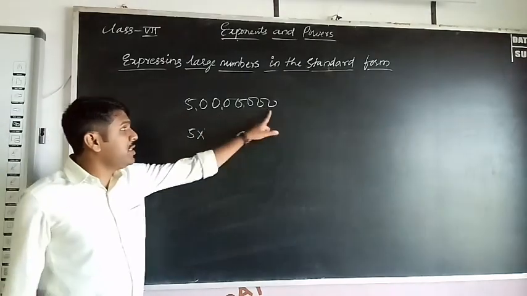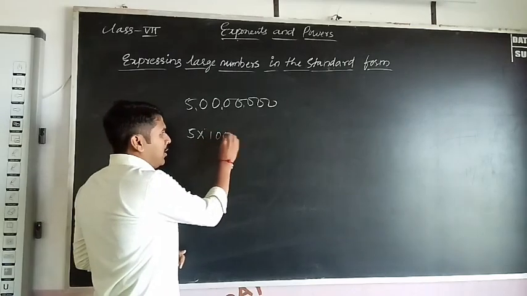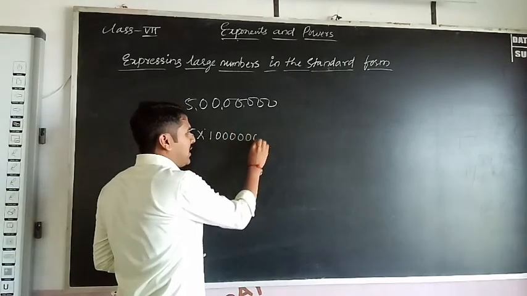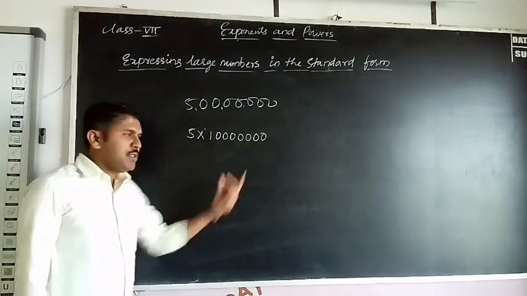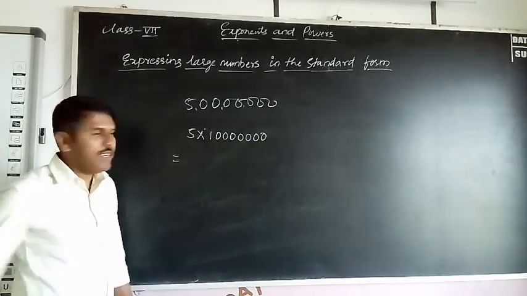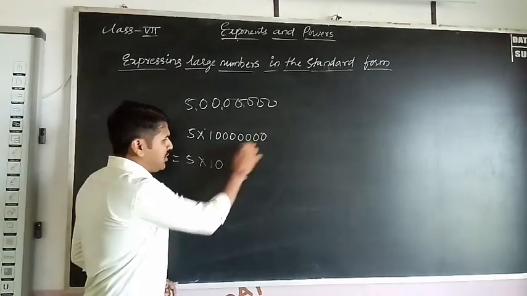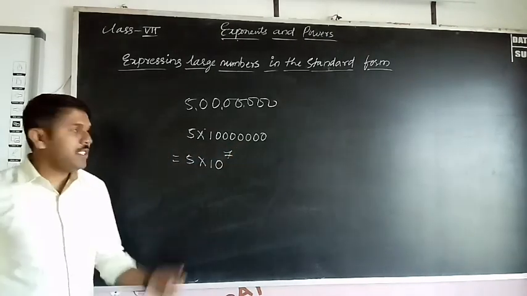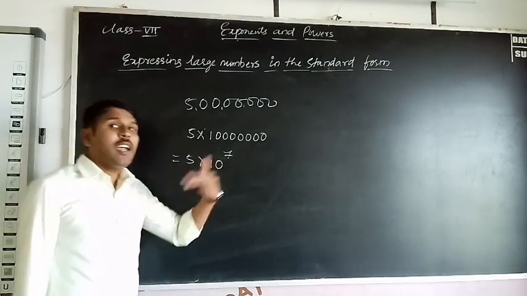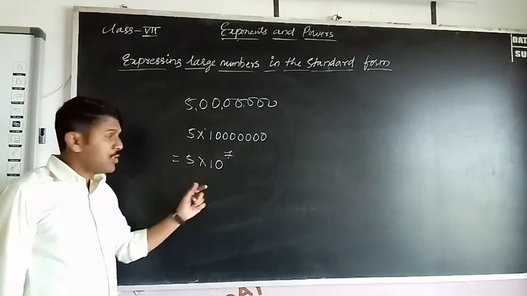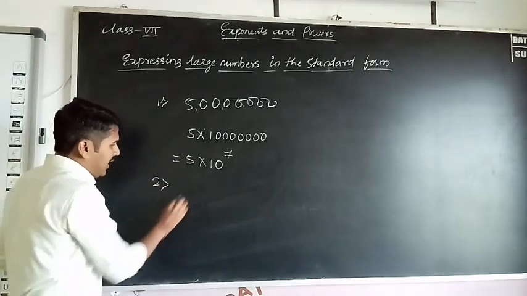So total how many zeros? 1, 2, 3, 4, 5, 6, 7. Isn't it? So 7 zeros. We can write by using exponents. 5 into 10 raised to how many zeros? 7 zeros. So this is a standard form. Standard form means, I'll explain the definition later. So this is the first one. Second one I'll take.